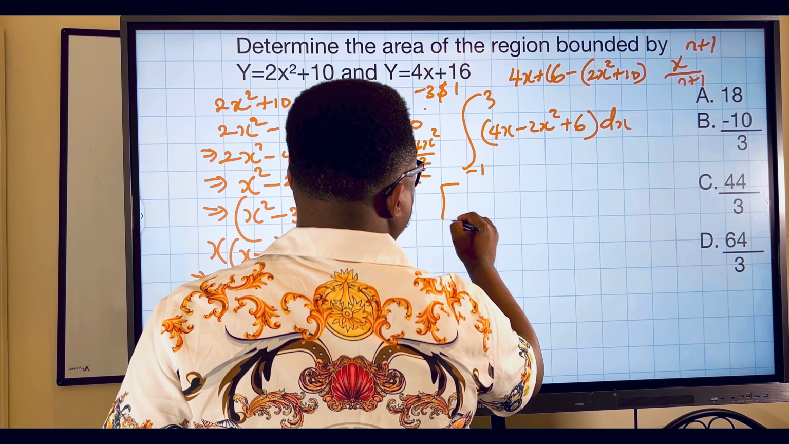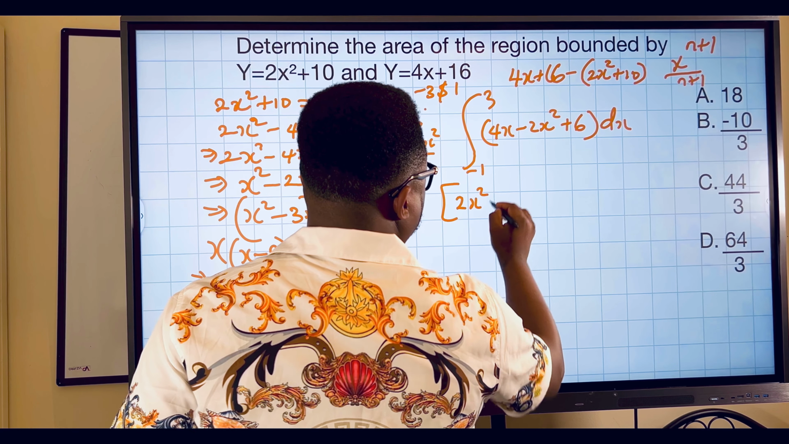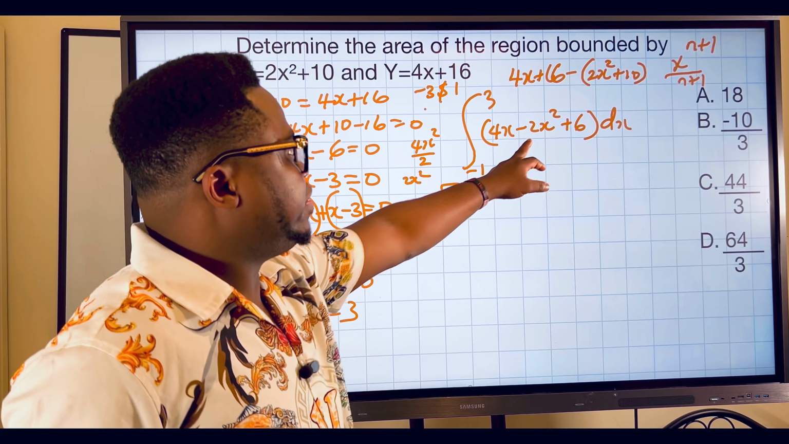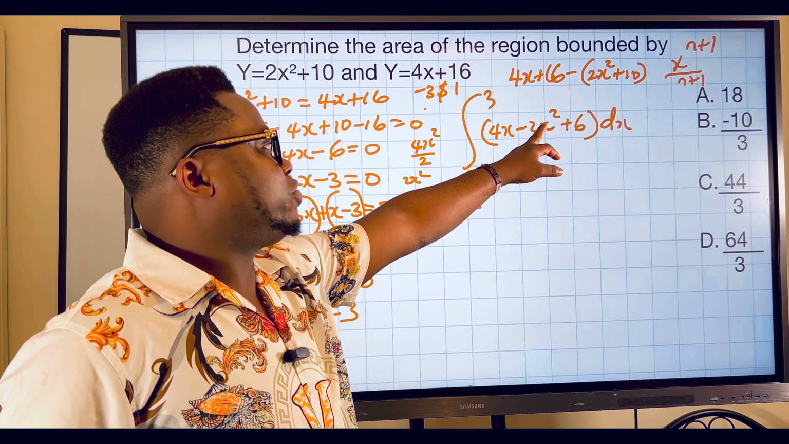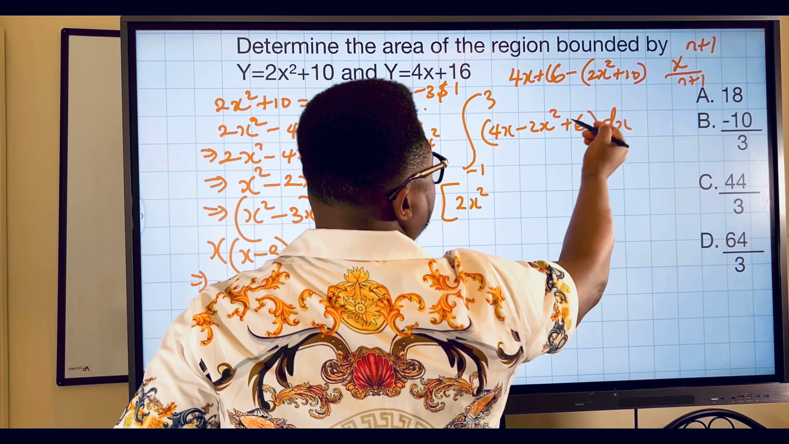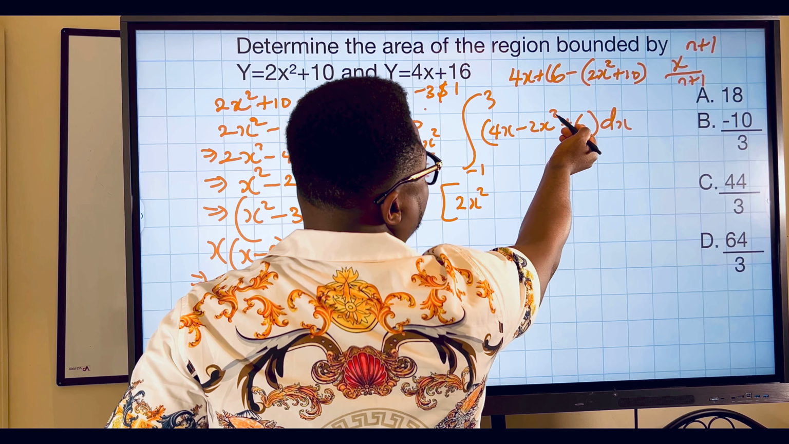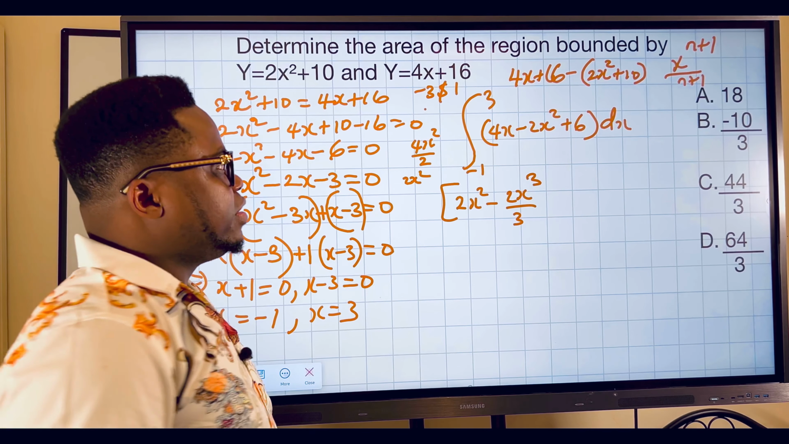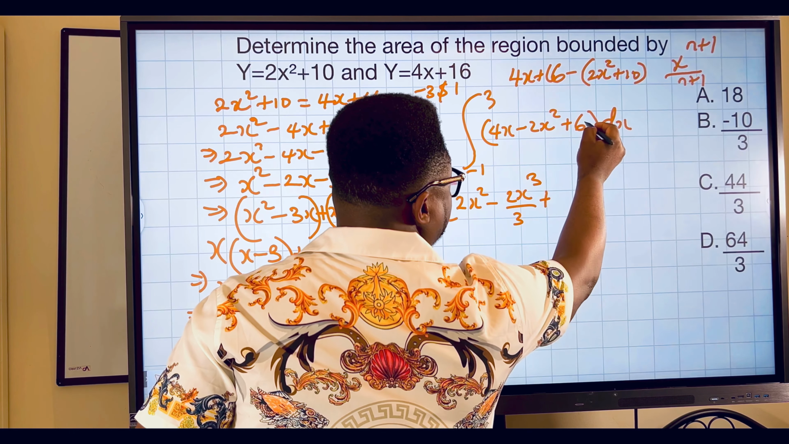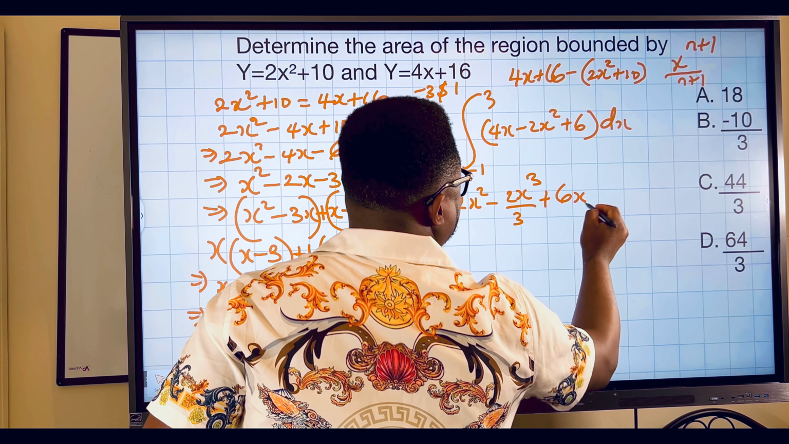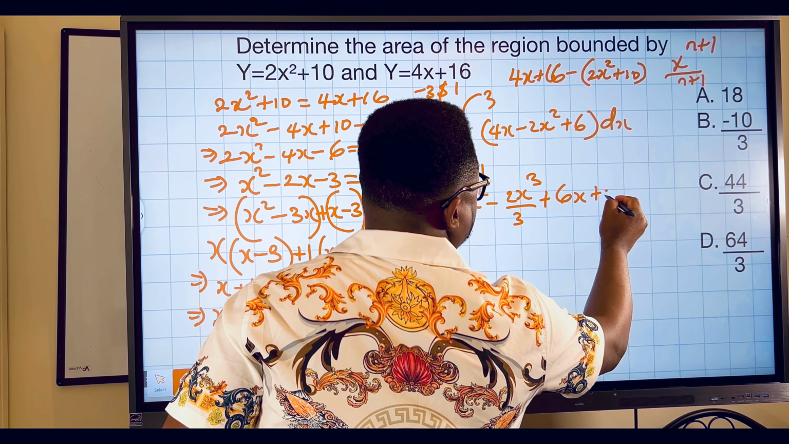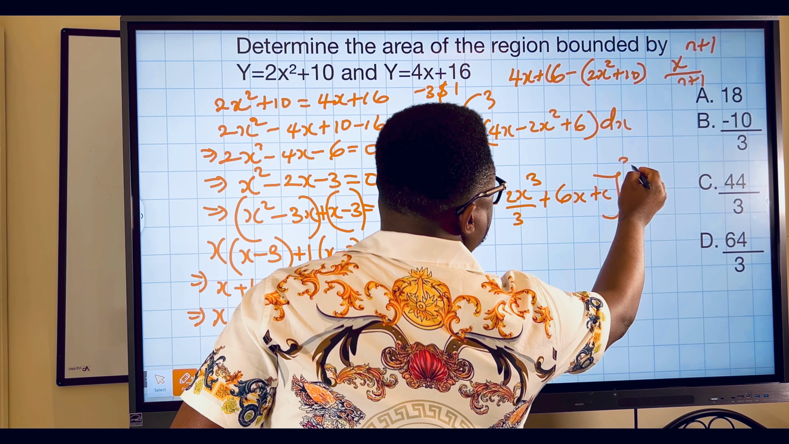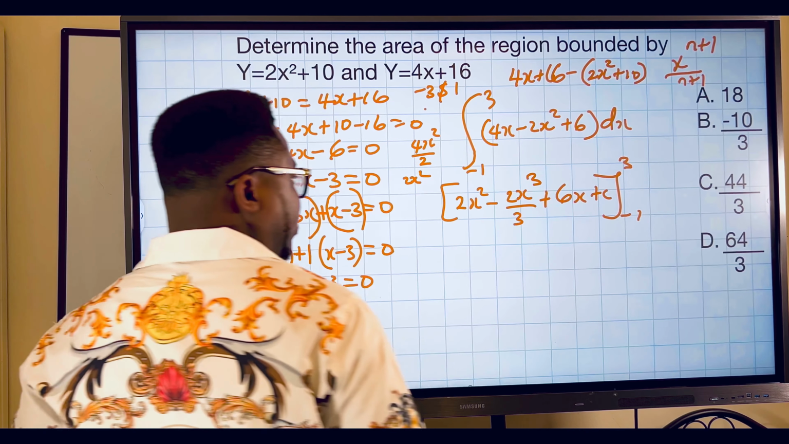I'm going to write here 2x squared. Then I'll integrate this 2x squared. If I integrate it using this formula, n is equal to 2. So I'm going to have minus 2, 2 plus 1 is 3. I'm going to have 3 up here and 3 down here. All right. Then plus, if I integrate this constant, it's going to give me 6x. All right. Plus integration constant. Okay. Upper limit 3, lower limit minus 1.